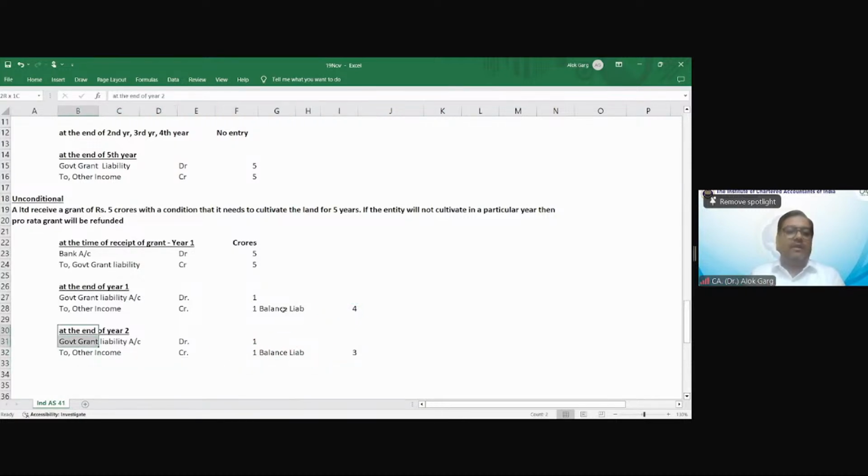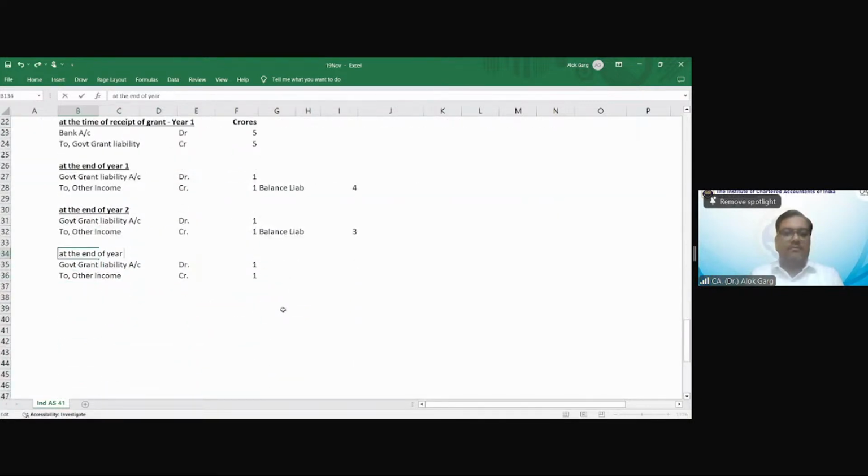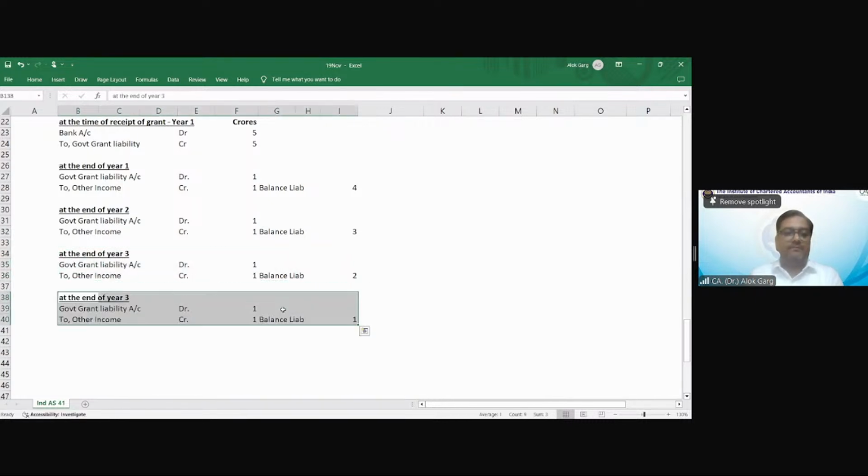Same accounting entry at the end of year 3. Okay, balance liability 3 minus 1, 2. Same entry at the end of year 4. Balance liability 1.